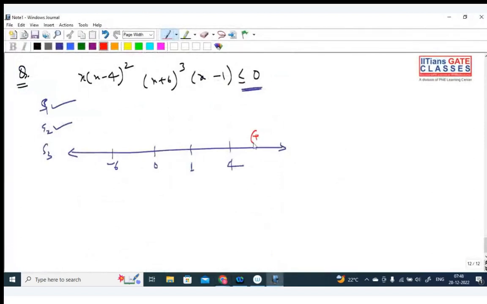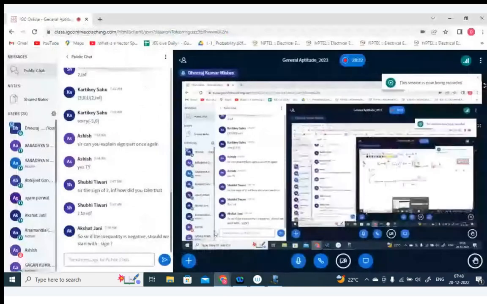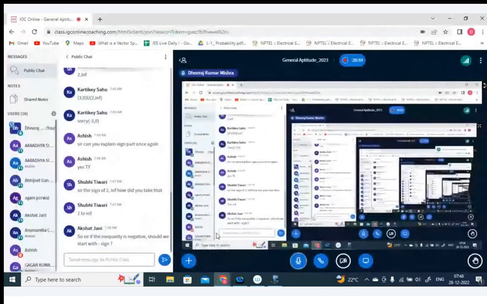So put the dots here, guys, first of all. Why am I putting a dot? Because there is a slack inequality, so you have to choose a dot here. If there is this kind of inequality, always take the circle. Okay, your confusion is clear now. Please confirm.